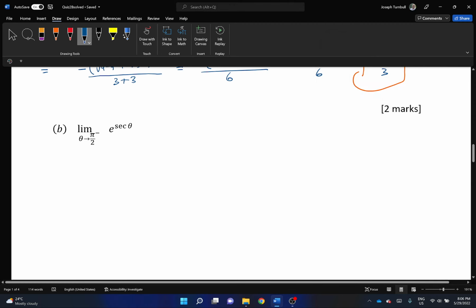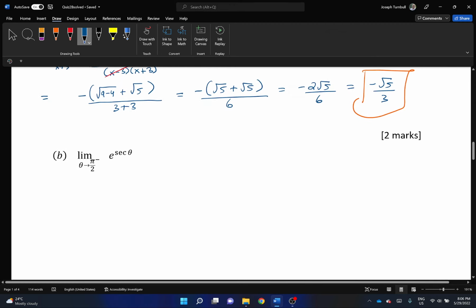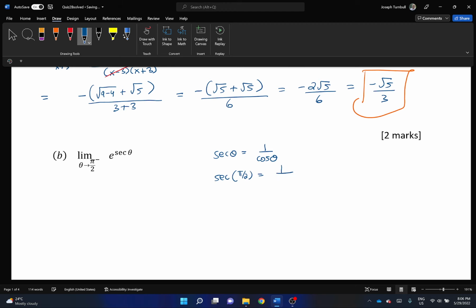Okay, so next question is a limit as theta approaches pi over 2 from the left of e to the secant of theta. So I'm going to break this down into some steps. First of all, secant of theta is 1 over the cosine of theta. And the secant of pi over 2 is 1 over the cosine of pi over 2, which is 1 over 0. Cos of 90 degrees is 0, which is undefined.